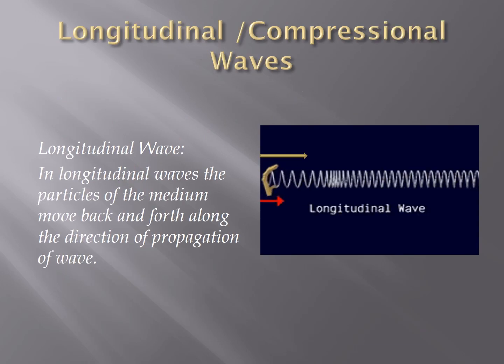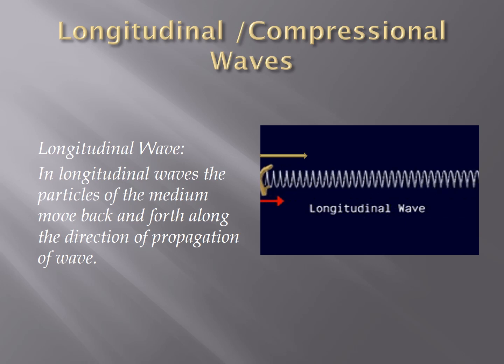Longitudinal or compressional wave, the second most important wave. We are going to discuss a very important example. Longitudinal waves are the waves in which the particles of the medium move back and forth along the direction of propagation of the wave. As you can see in the animation, one end of a slinky spring is tied to a rigid support and the other end is gripped in the hand. When you push and pull it quickly, a wave is generated in the spring.